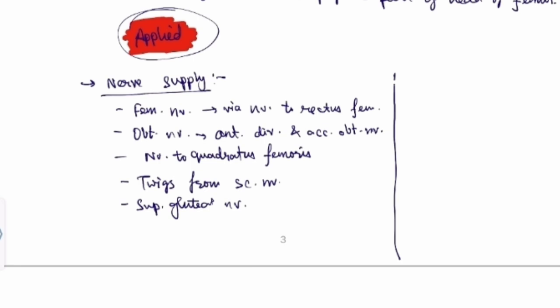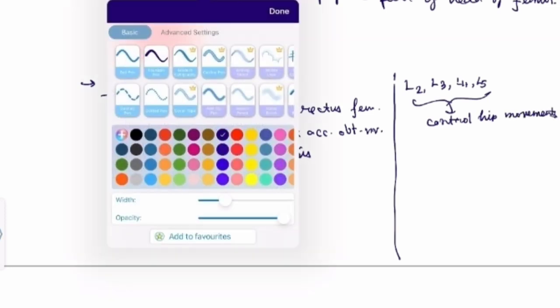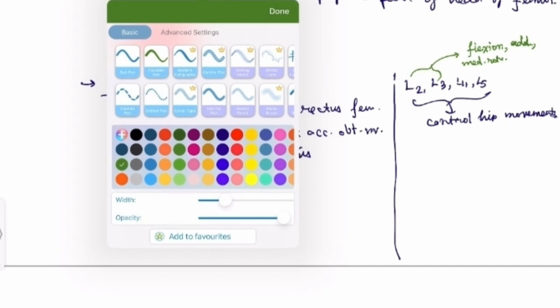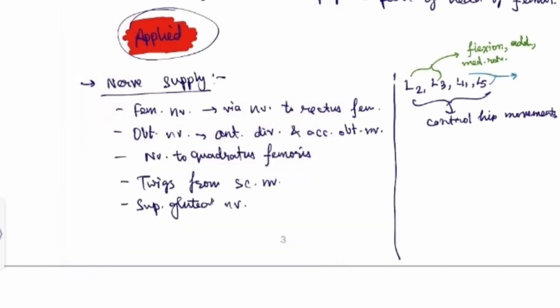Now we'll go on to another part. See the L2, L3, L4, L5. These are the segments which control hip movements. L2 and L3 mainly control flexion, adduction, and medial rotation. L4 and L5 control extension, abduction, and lateral rotation. Okay, let's go on.